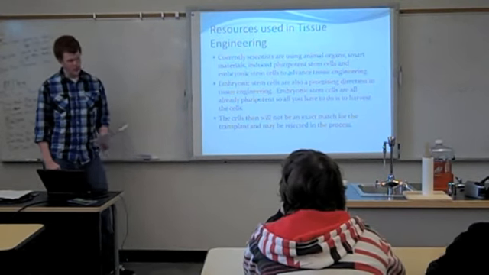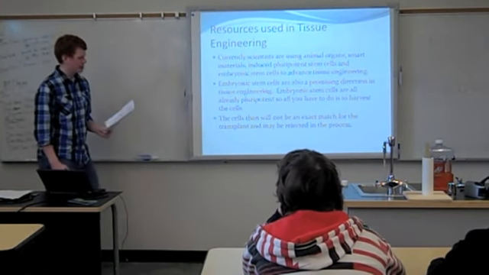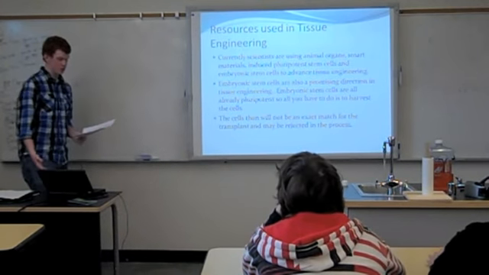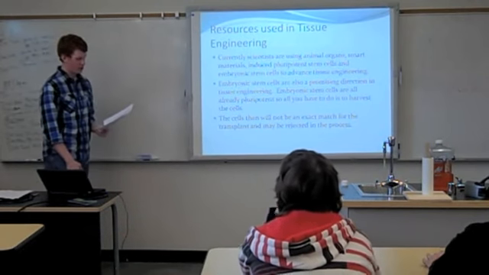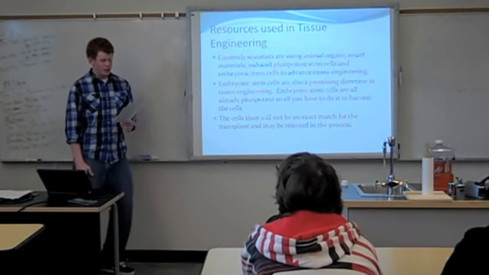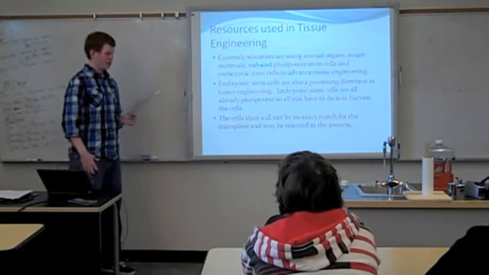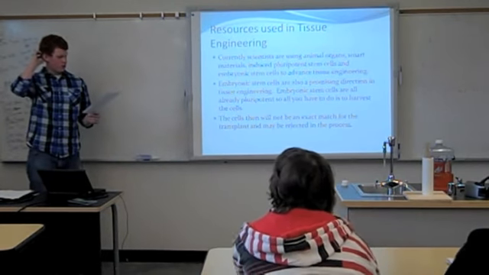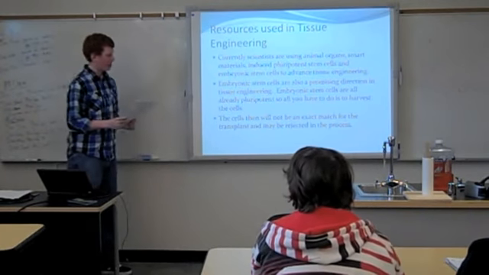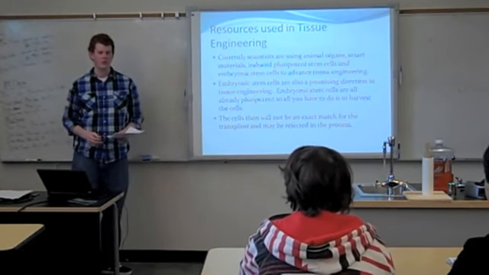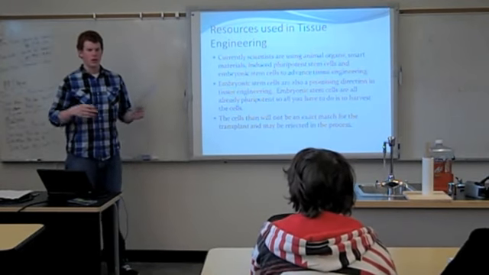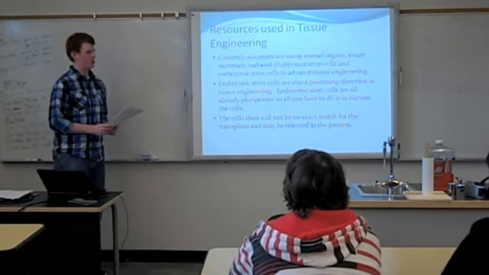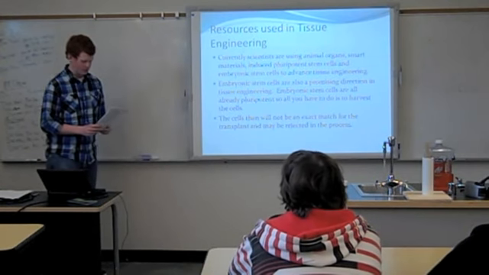So, resources in tissue engineering. To create these organs, scientists have been using many different materials as we've gone over. Currently, scientists have been using organs, smart materials, induced pluripotent stem cells, and embryonic stem cells. Induced pluripotent stem cells are taking adult cells and inducing them, as we talked about before. Embryonic stem cells are also a promising direction in tissue engineering. Embryonic stem cells are already pluripotent, so we don't need to induce them.